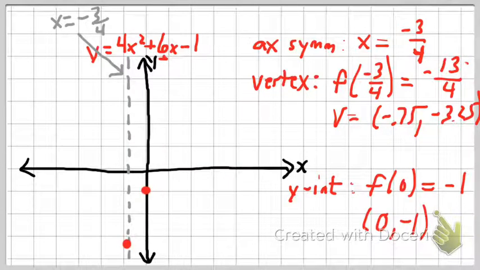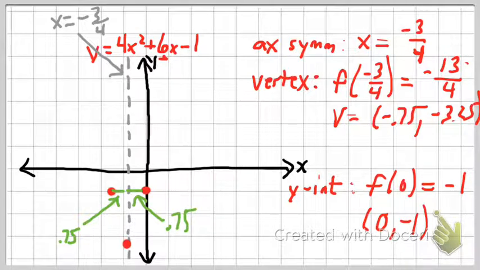Right there at 0, negative 1, and reflect it in the axis of symmetry. Now when you do that reflection, of course, you see how far that intercept was from the axis of symmetry, and that was 0.75, and then you just go that same distance on the other side of the axis of symmetry. I went 0.75 to the left, and that got me to negative 1.5. Alright, using the decimal, negative 0.75 minus 0.75 is negative 1.5.